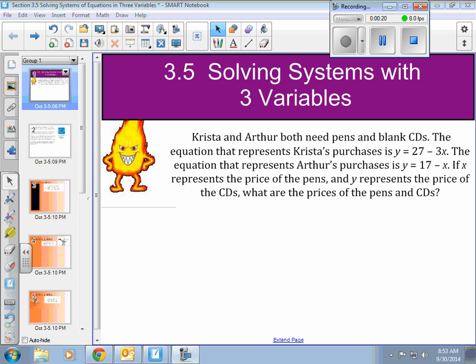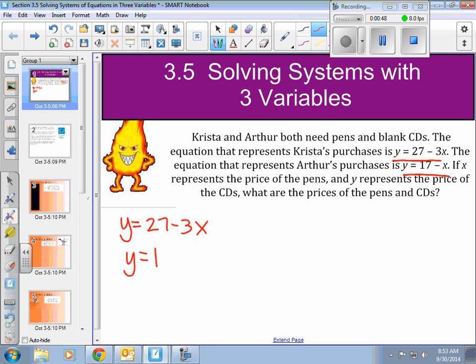So here's the example. Krista and Arthur both need pens and blank CDs. The equation that represents Krista's purchases is y equals 27 minus 3x. The equation that represents Arthur's purchase is y equals 17 minus x. If x represents the price of the pens and y represents the price of the CDs, what are the prices of pens and CDs?